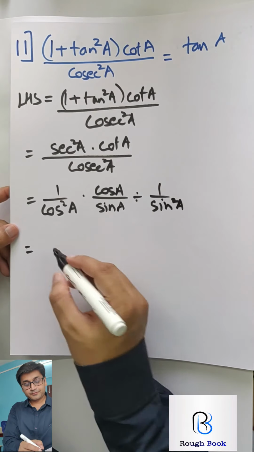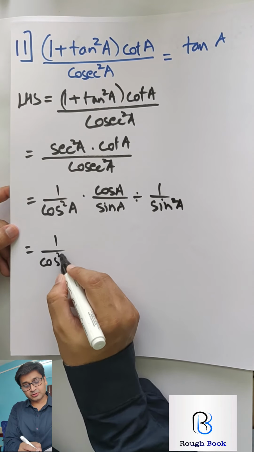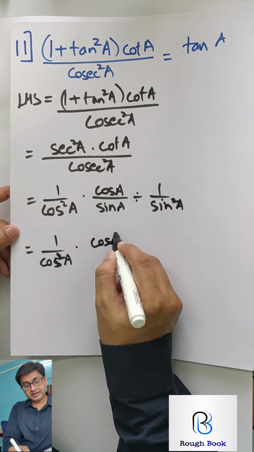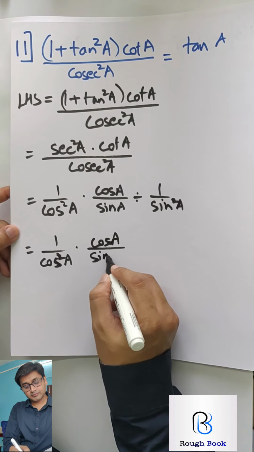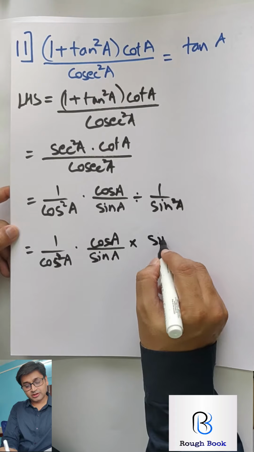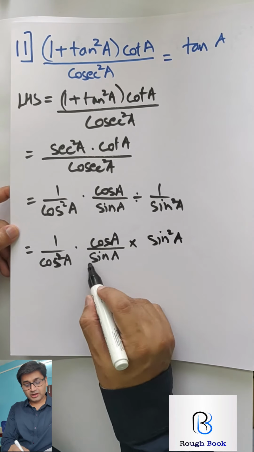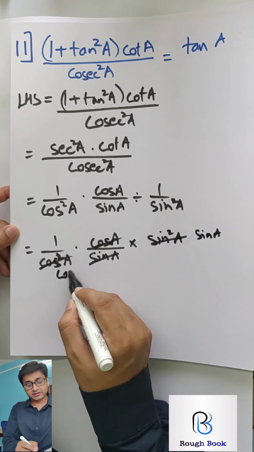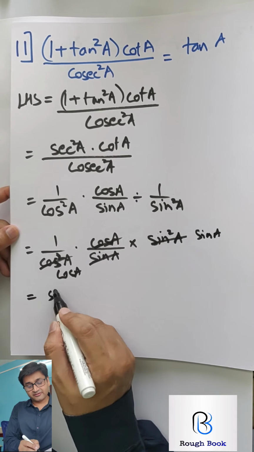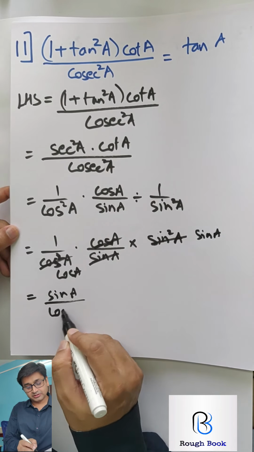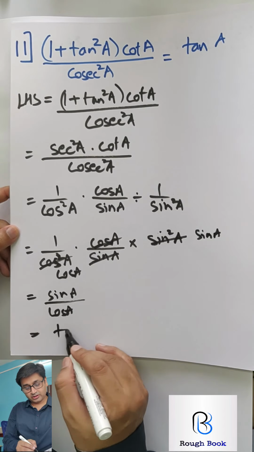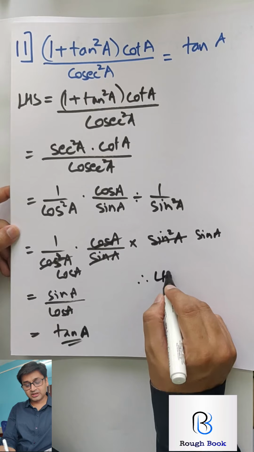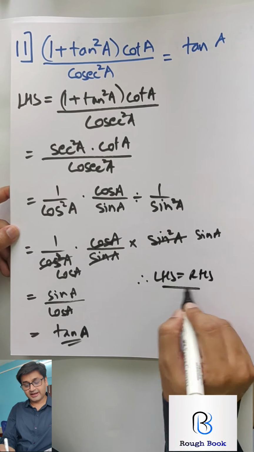So multiply. I will get 1 upon cos square into cos A upon sine A into sine square will go up. So one sine A gets cancelled, one cos A gets cancelled. What is left is sine A upon cos A. What is sine upon cos? Tan. We already know that. So therefore LHS matches with RHS.